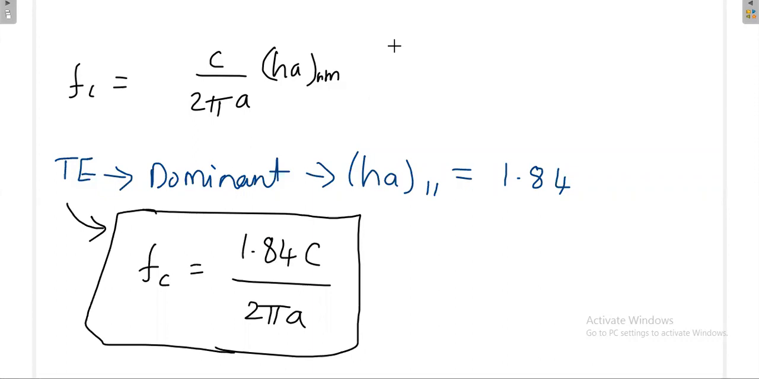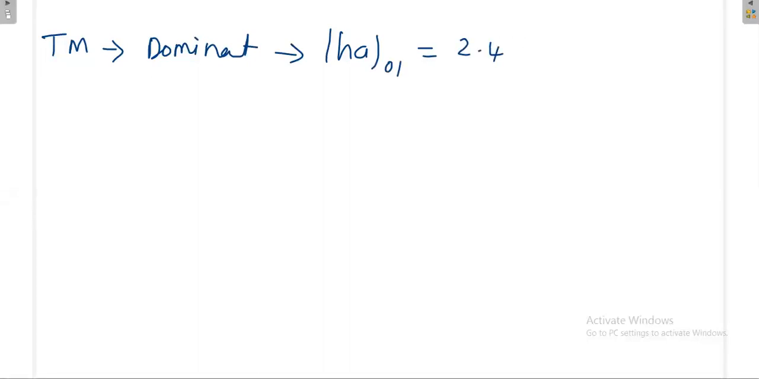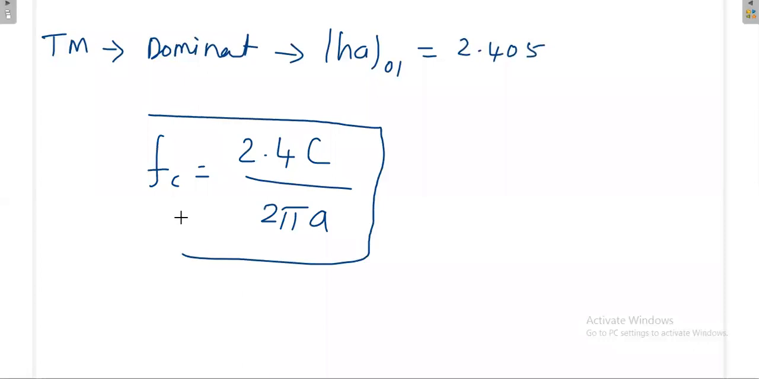Then for TM mode, the dominant mode comes when n is equal to 0 and m is equal to 1. That value is 2.405. So finally, the cutoff frequency for this one is, instead of 1.84, I'm getting 2.4 C divided by 2 pi a. Okay, very simply you can remember the formula only.